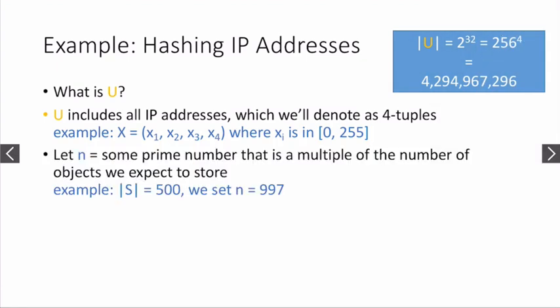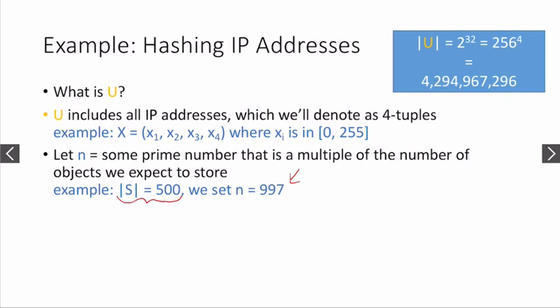Okay, well let's say that we want to store some number of objects, and let's say we want to store 500 IP addresses. So let's just pick 997 as the number of buckets. So here's a semi-proper value for n. It's a prime number. It is a little close to a power of 10, but we're going to work with it here. So what could be our hash family?